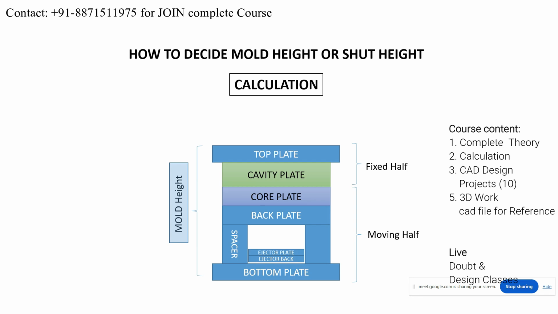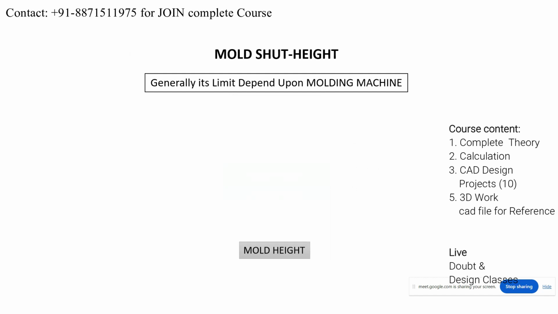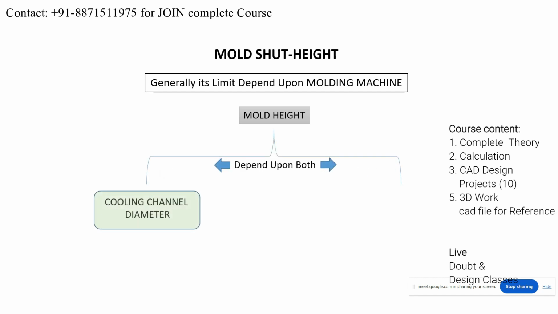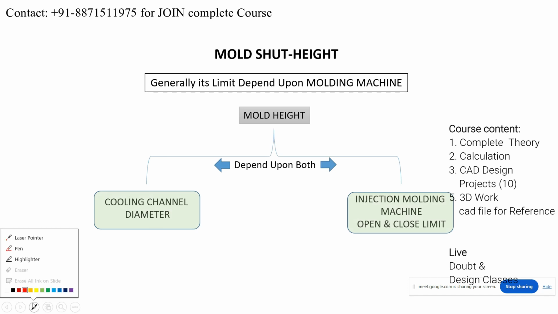Yes, sir. In the closed condition we have to put the mold into the injection molding machine, right? So that's why this is nothing but the mold height or the shut height, which will be in closed condition. Now see, the mold shut height limit generally depends first of all upon the molding machine, and second, on the cooling channels, and how much diameter of cooling channel we are deciding. Is it clear?